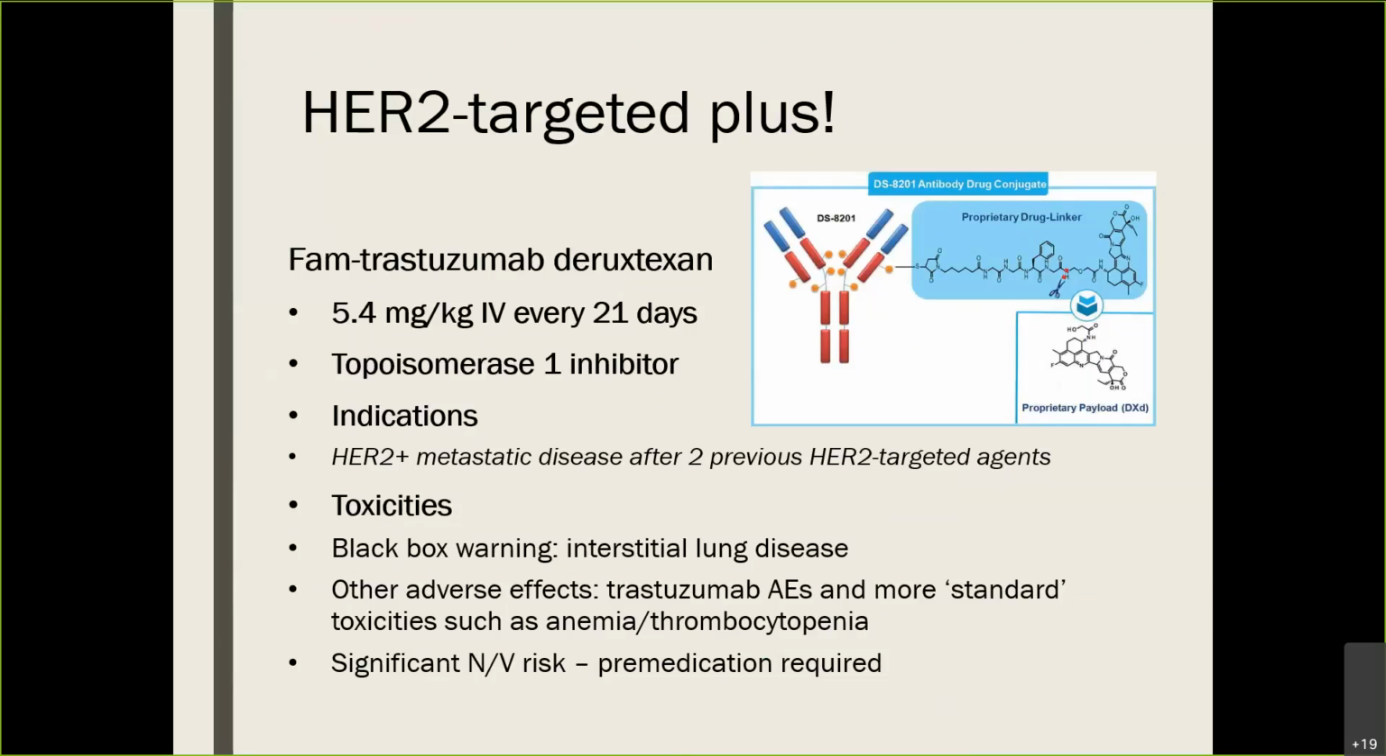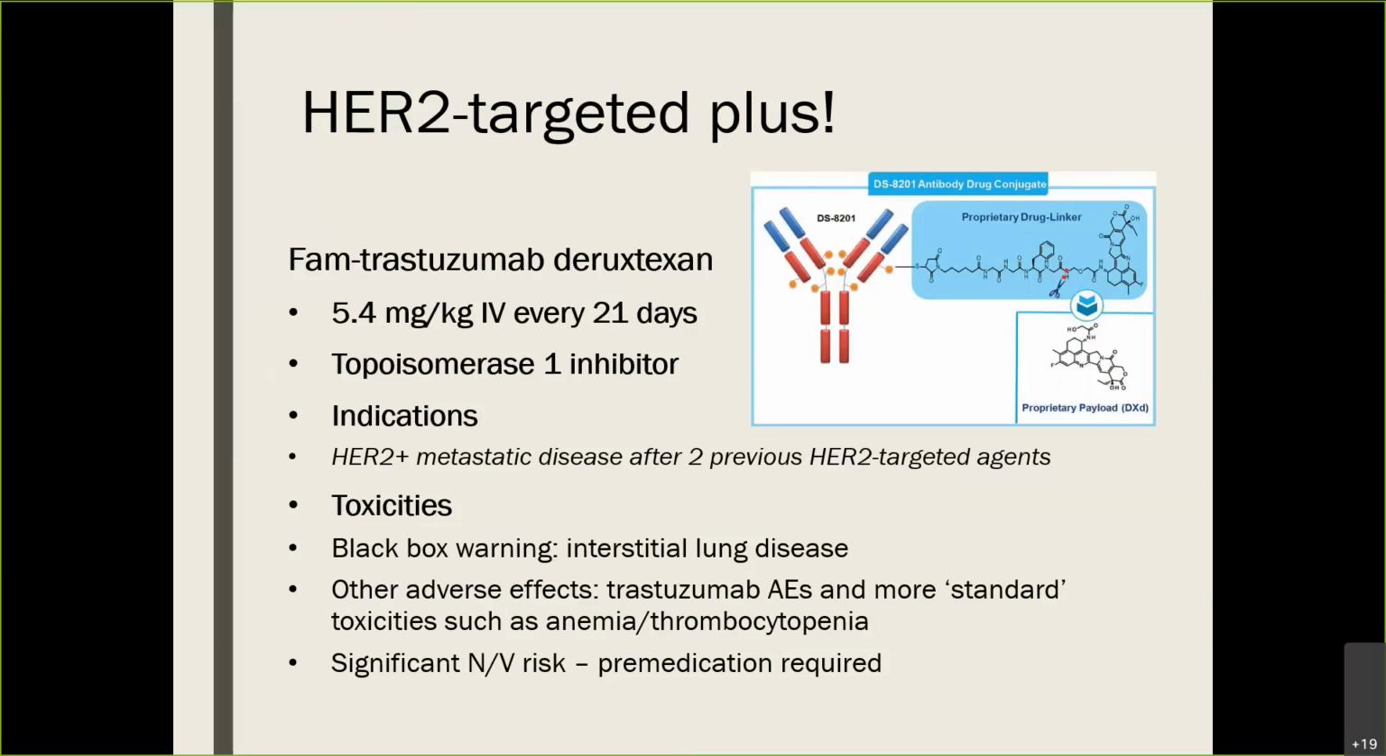Another HER2-positive agent, trastuzumab deruxtecan. This is an agent called Enhertu as a brand name. This is a relatively recent FDA approval, again, a monoclonal antibody of HER2 trastuzumab with a drug linker leading to a topoisomerase 1 inhibitor. This is, again, a monoclonal antibody linker to a chemotherapeutic agent. Dosing is on the slide there.